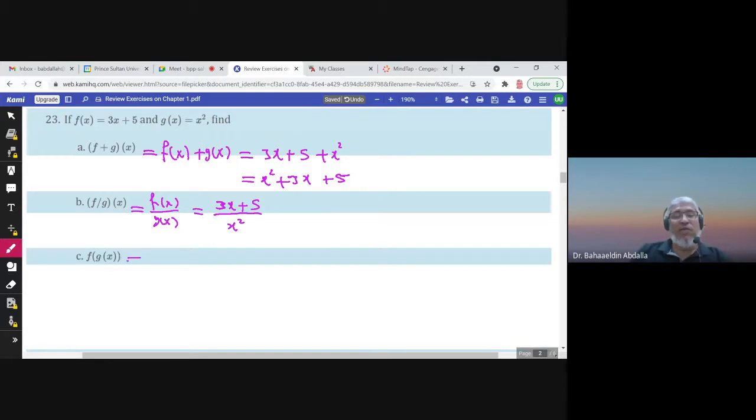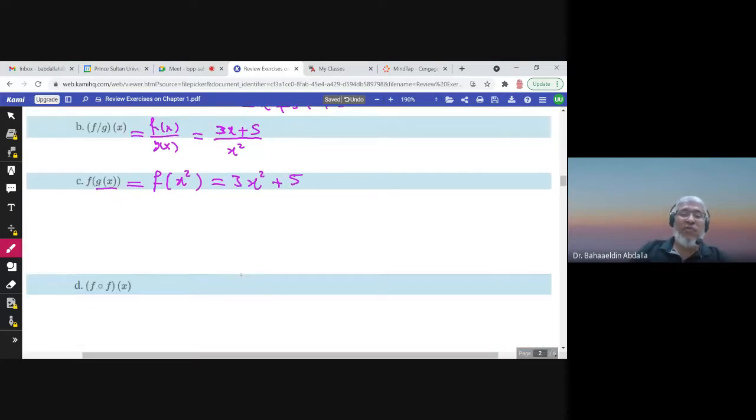f circle g of x, this is f of, now we put g of x, which is x squared, and then we go to the definition of f and replace x by x squared. So we'll have 3x squared instead of x, and plus 5. So this would be f circle g of x.